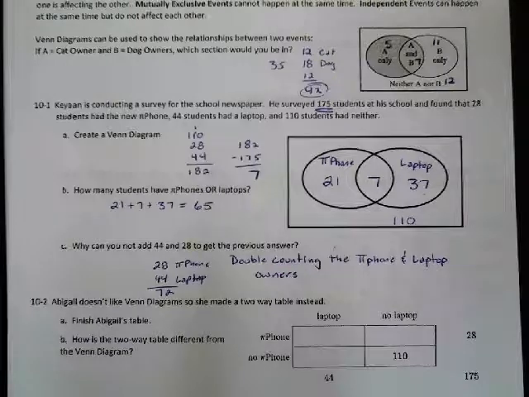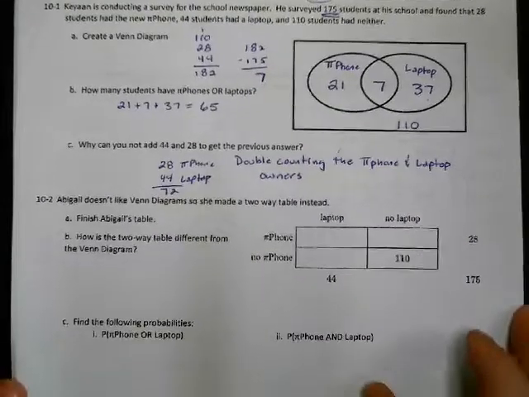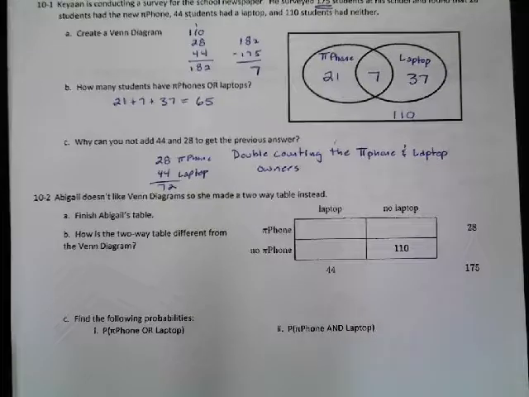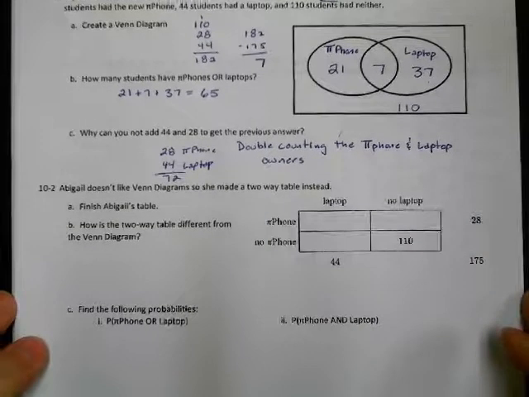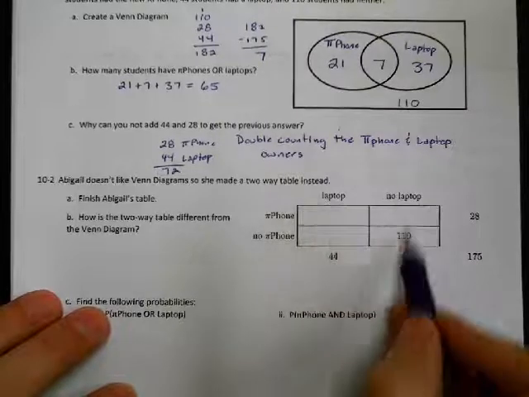All right, 10-2. Abigail doesn't like the Venn diagram. Instead, she prefers to do a 2-column or a 2-way table instead. So we have the same types of numbers here. It looks slightly different. So she has laptop, not laptop, PiPhone, not PiPhone.